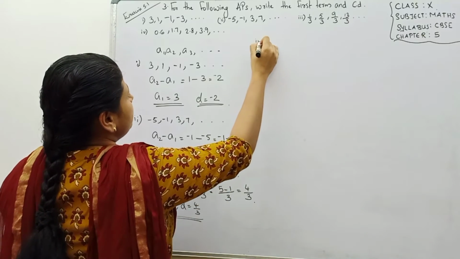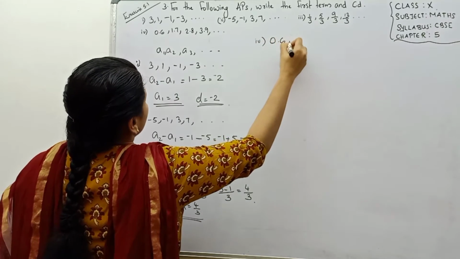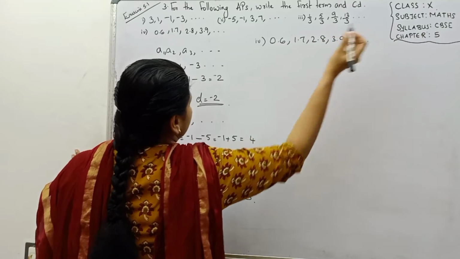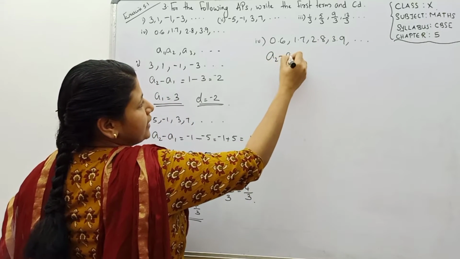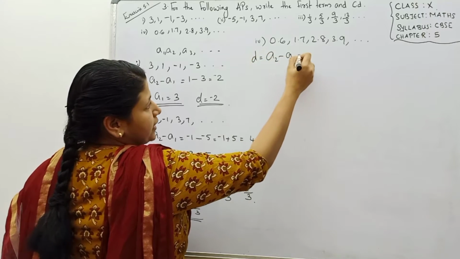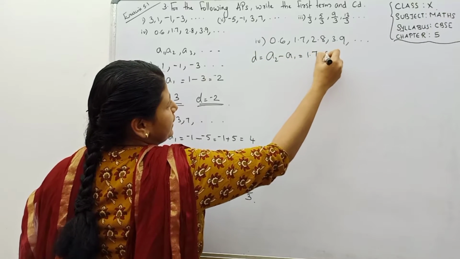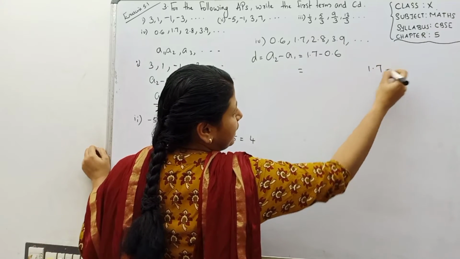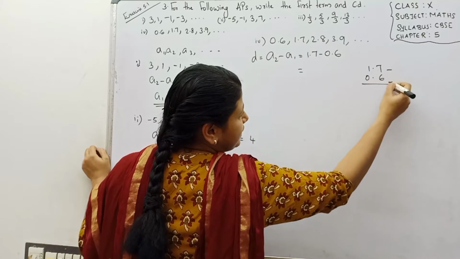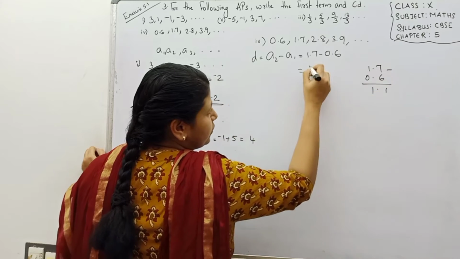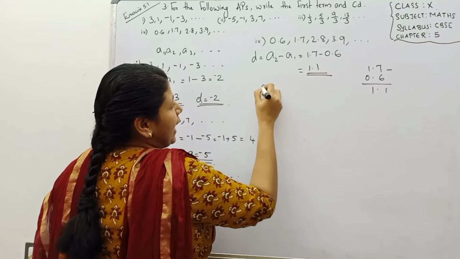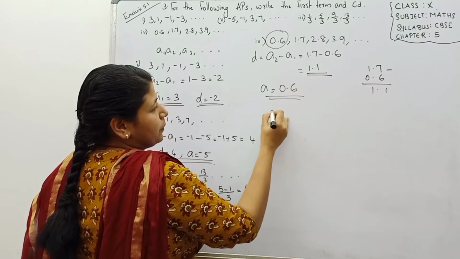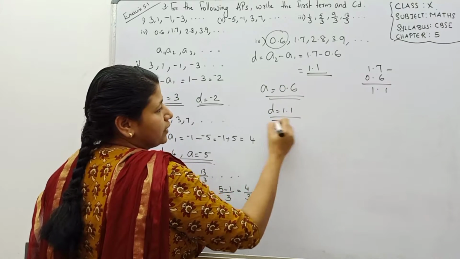And the last one, 0.6, 1.7, 2.8, 3.9 etc. Here also A2 minus A1, that is 1.7 minus 0.6. You have to subtract, okay, 1.7 minus 0.6. 7 minus 6 is 1, 1 minus 0 is 1. So common difference is 1.1 and the first term is this one, 0.6. So first term 0.6 and common difference 1.1.